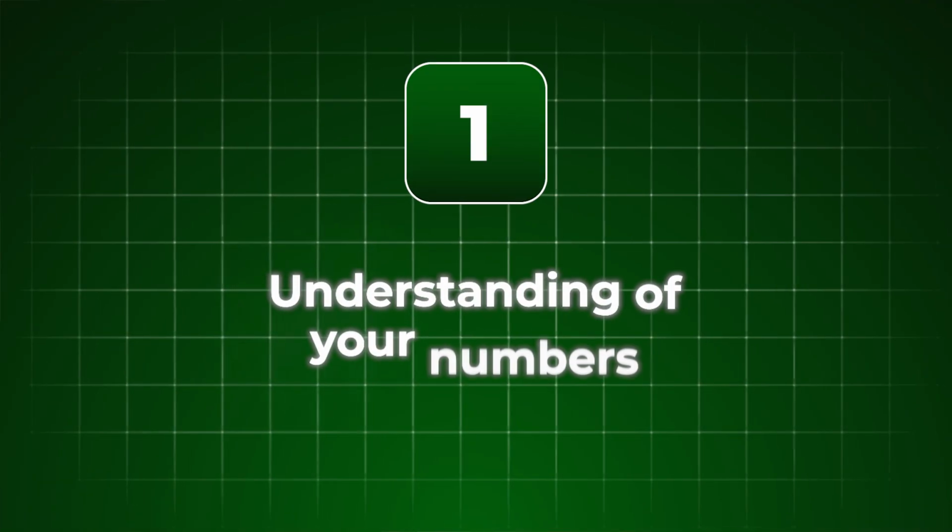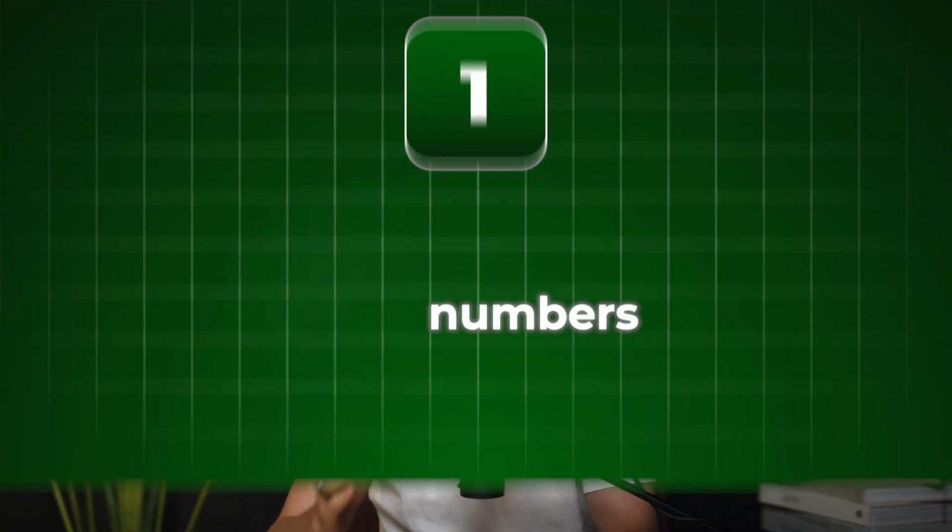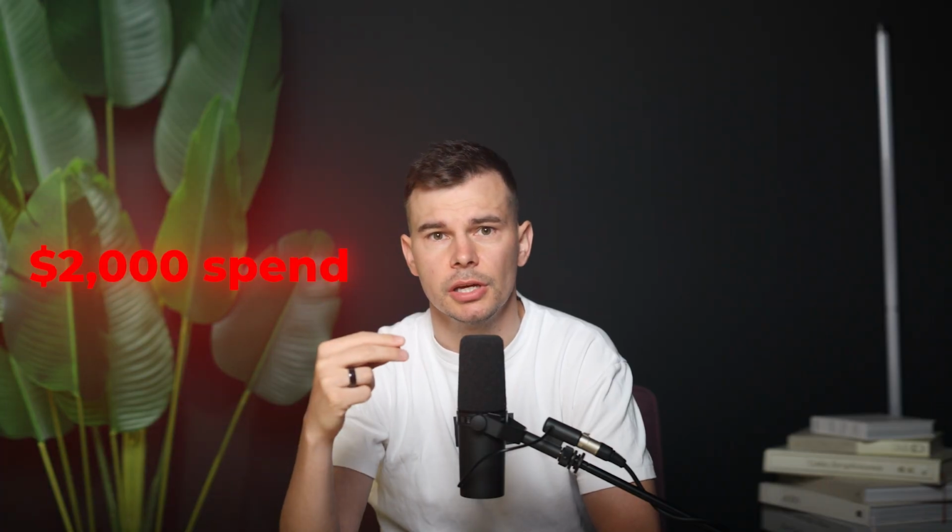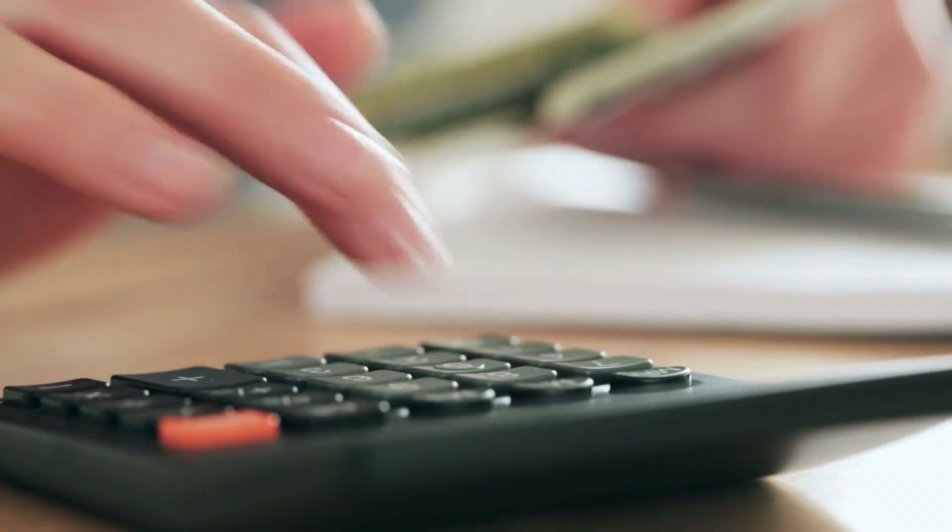Number 1. Understanding your numbers. Often brand owners don't know what their targets are. For example, there was one guy that was spending $2,000 with a ROAS of 3. When I asked him what his target ROAS was, he said 6 would be nice. When I calculated his break-even ROAS, it turned out it was just 1.4. This means that he could scale way more so far.